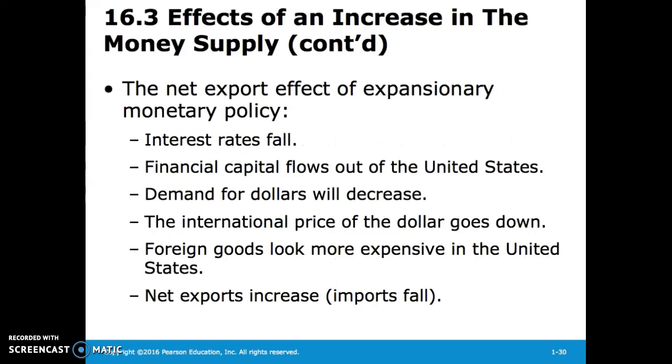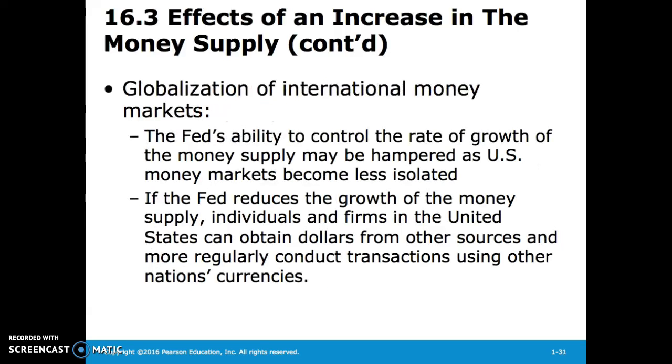With expansionary monetary policy, the interest rates will fall, so financial capital flows out of the United States, demand for the dollar will decrease, the international price of the dollar will go down, and foreign goods look more expensive in the United States, so net exports increase, or imports fall. So what are the effects of globalization of international money markets? The Fed's ability to control the rate of growth of the money supply may be hampered as U.S. money markets become less isolated.